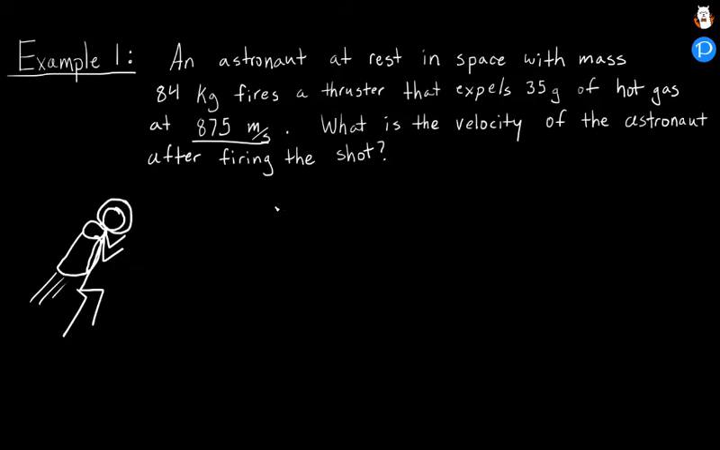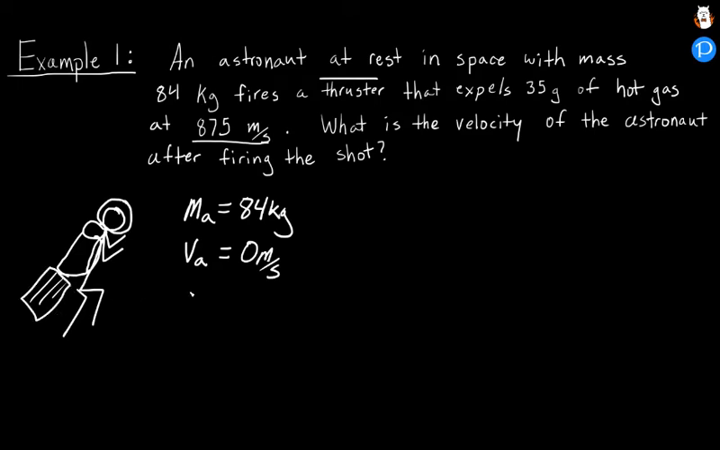And they tell us, what do they give us here? We've got the mass of the astronaut, which is 84 kilograms. We've got the initial velocity of the astronaut. So at the very beginning, when he's just at rest, just sitting there before he fires the thrusters, 0 meters per second. And as far as the gas goes, because we're looking at the gas and the astronaut, the mass of the gas is 35 grams.